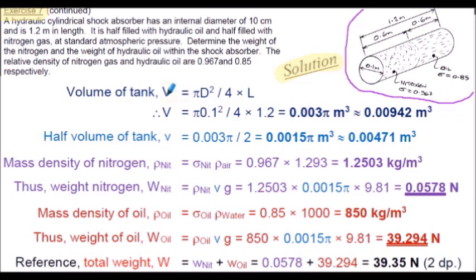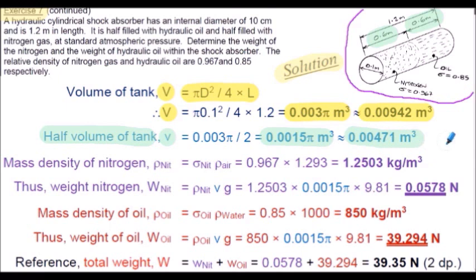Initially, we calculated the full volume of the tank, capital V here, stated in terms of pi, that's the exact answer, and also to 3 significant figures here. But we know in the question the tank is split into 2 sections, each 0.6 meters in length. So I've actually calculated half the volume of the tank, lowercase v here, again stated the exact answer, and the answer to 3 significant figures.